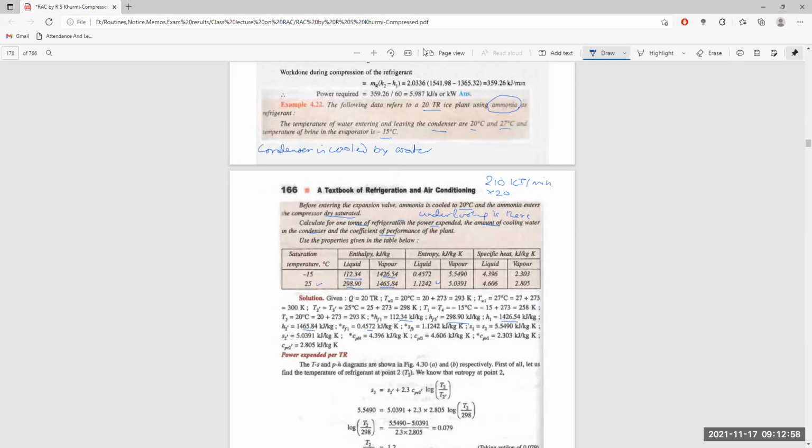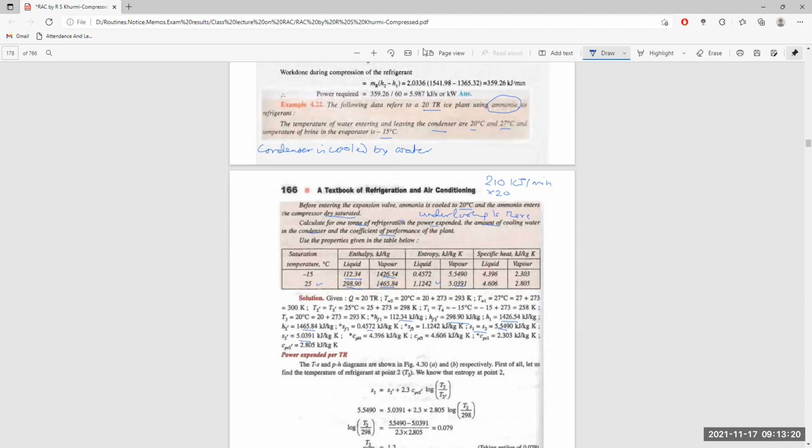S1 is equal to S2. Now the vapor state S2 is 0.490, and S2 dash is given as the entropy at the entrance of the condenser, which is given as 590. This is equal to this.